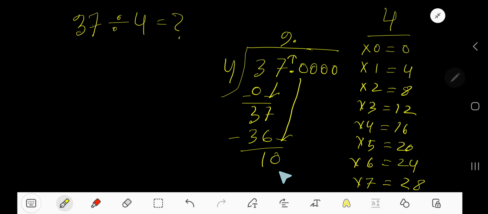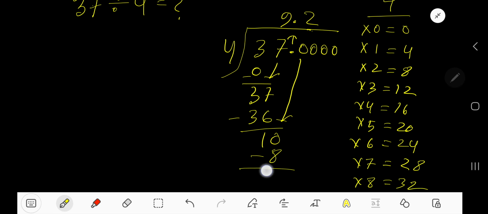4 goes into 10 how many times? 3 times is 12, which is greater, so 2 times. Write 2. 2 times 4, 8. Subtract, the remainder is 2. Bring down another 0.